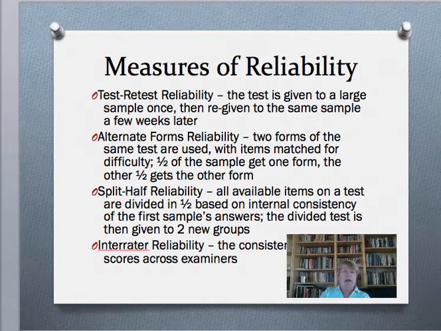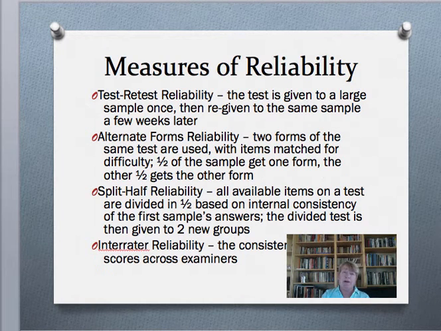Let's talk about how reliability can be measured. This is something that can bog you down when you're looking at a technical manual as well. I don't so much care that you understand the mathematical formulas that compute reliability, so I'm not going to talk about that at all. But I do care that you understand that there are several different ways that reliability can be measured. The first and most common way is test-retest reliability.